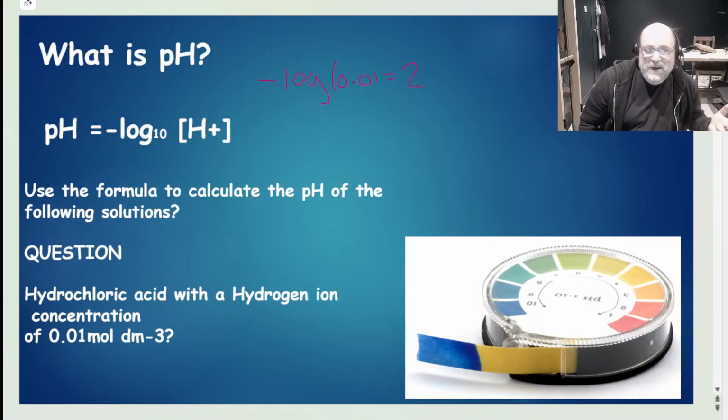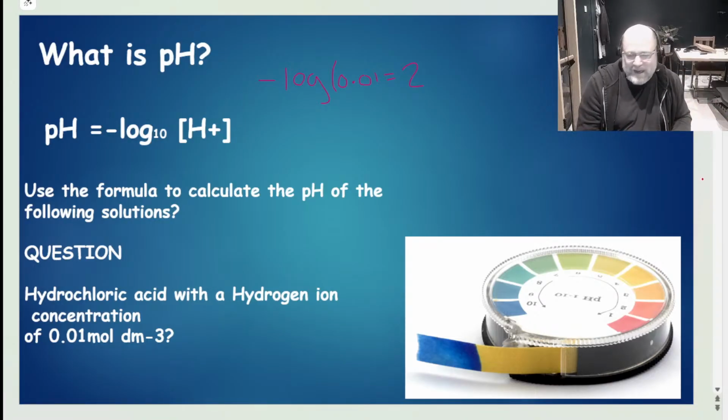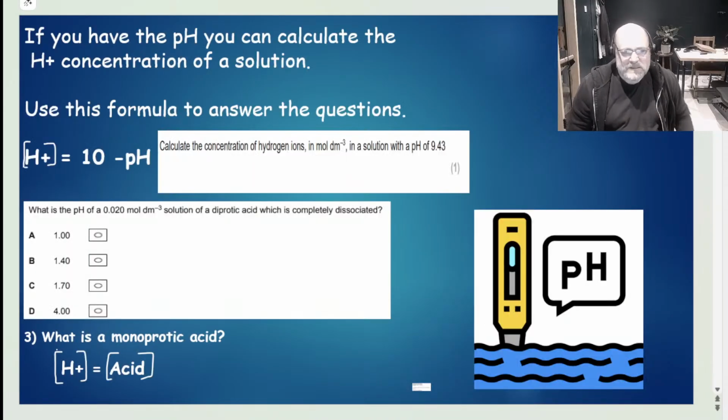Well, we shall do the opposite of that. That's a very good question. So that is what we're going to do next. We have that right over here. Calculate the concentration of hydrogen ions in mol per dm³ in a solution with a pH of 9.43.